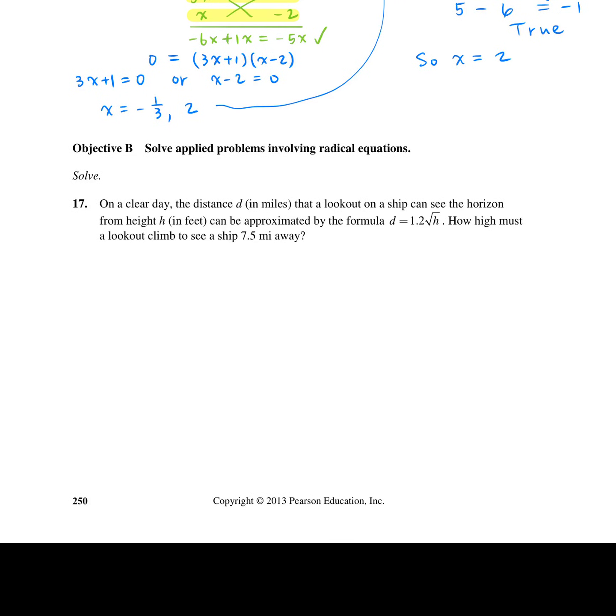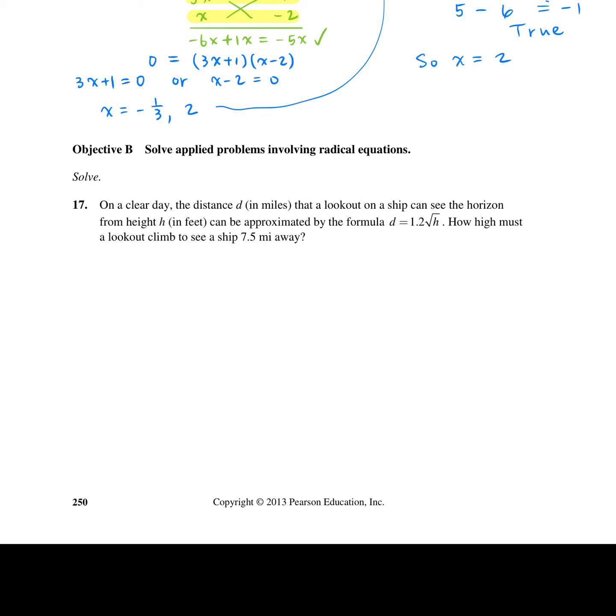Objective B. Solve applied problems involving radical equations. On a clear day, the distance d in miles that a lookout on a ship can see the horizon from height h in feet can be approximated by this formula. How high must the lookout climb to see a ship 7.5 miles away? So this is giving you the distance and asking you for the height.